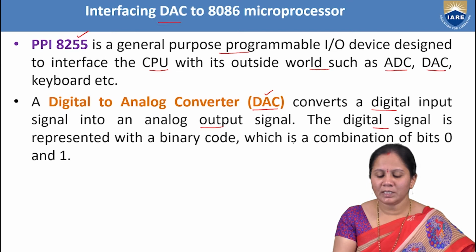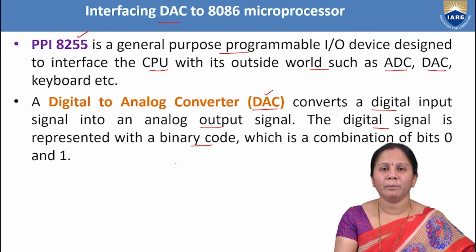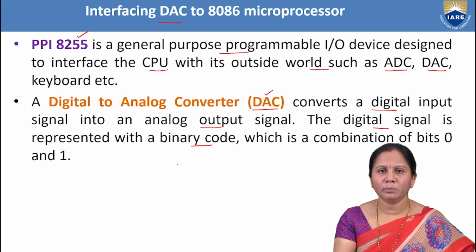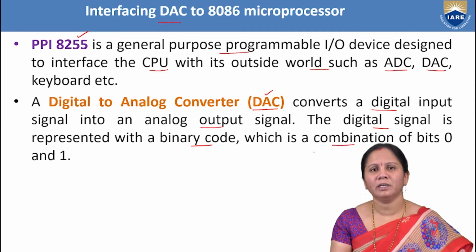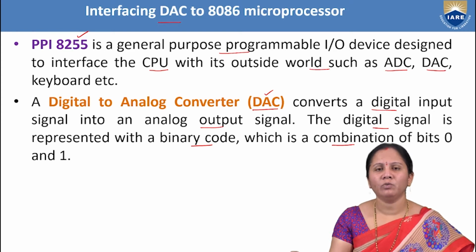The digital signal is represented with the help of a binary code. That means whatever digital input we are giving should be represented in the form of binary, which is a combination of 0 and 1. In order to represent that in binary, we have to use the bits 0s and 1s only.